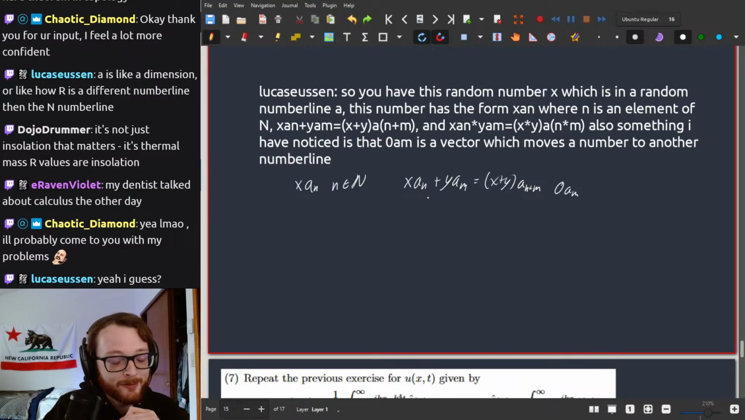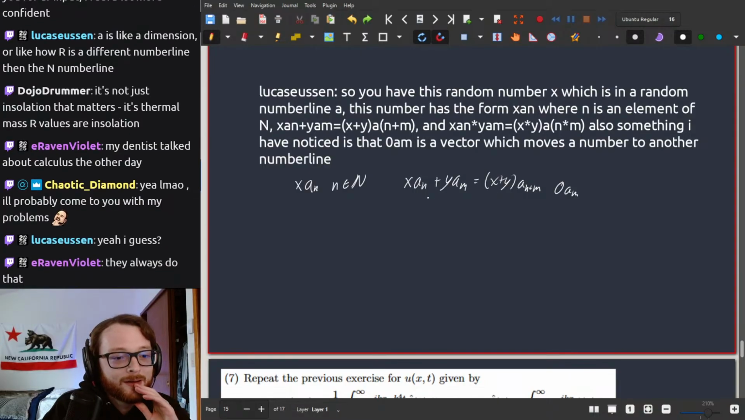Oh yeah, chaotic diamond. Absolutely. Yeah, I guess to them being a set of numbers. So what does it mean to have x times a sub n? Because, or if I'm interpreting this notation right, they always do that. Yeah.